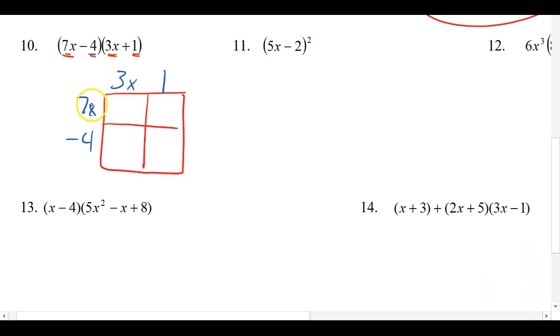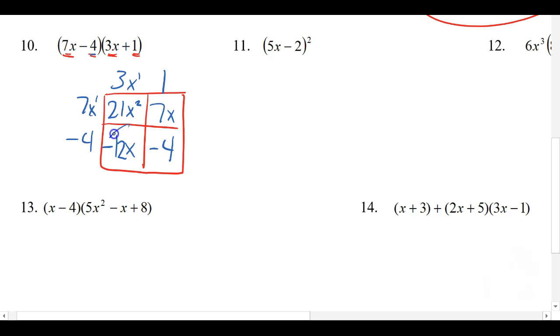And in the first box, I'm going to do 7 times 3, and then also times x and x. And remember, this is x to the 1 and x to the 1, which is x squared. And then this box is going to be 7 times 1 times x, so just 7x. And then 3 times negative 4, which is negative 12, times x, which is negative 12x. And then the last box is just 1 times negative 4, which is negative 4.